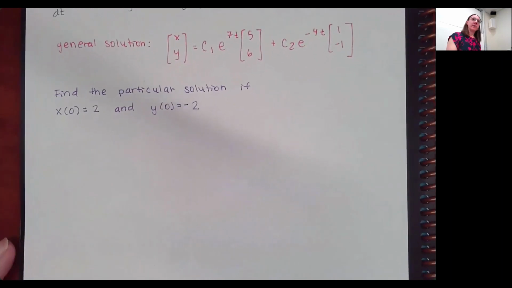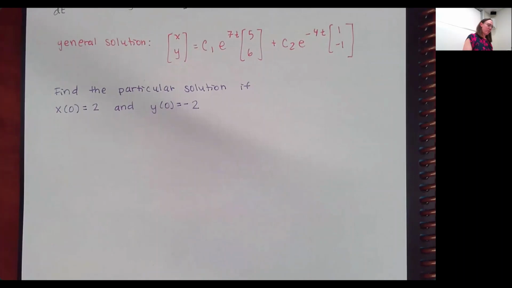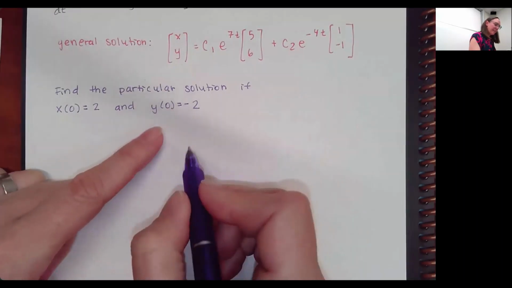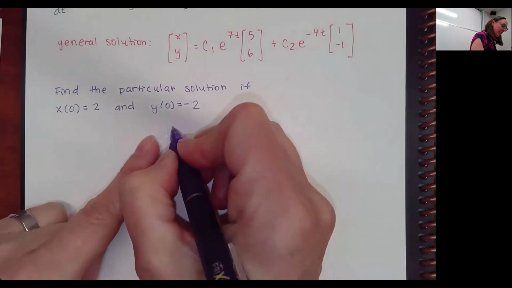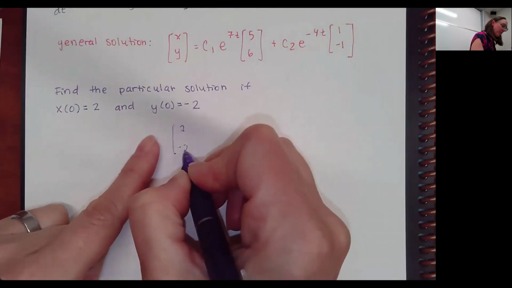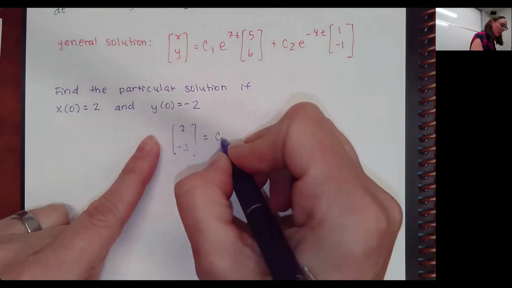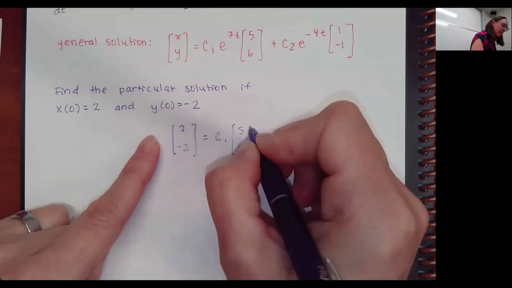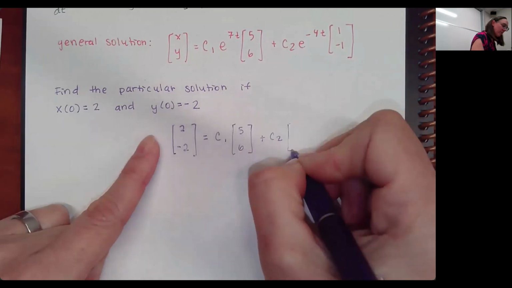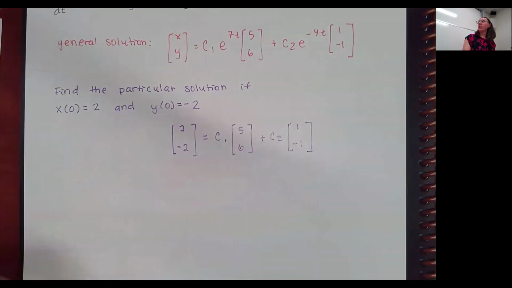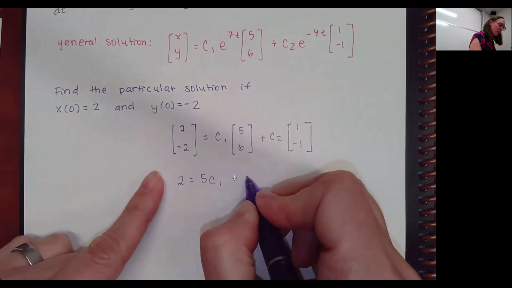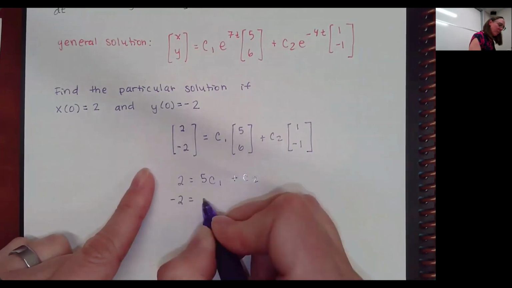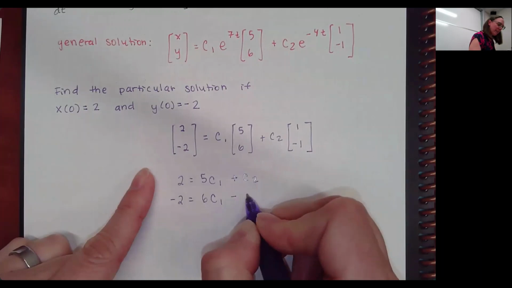So if I go to find this particular solution, then again, that 0 in there is telling me that t is equal to 0. So my e to the t parts are going to simplify for us. So I'm going to have 2, -2 is equal to C1 times the vector 5, 6 plus C2 times the vector 1, -1. And if I write that all out, I'll have 2 is equal to 5C1 plus C2, and -2 is equal to 6C1 minus C2.